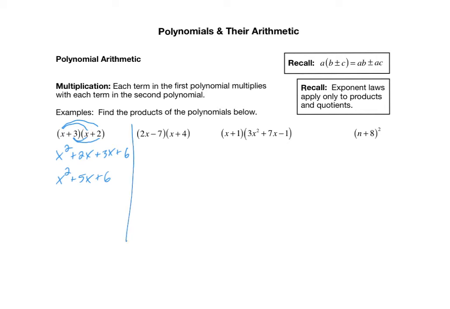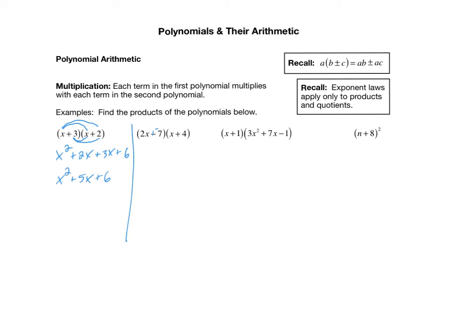Let's try another one. We've got the polynomial 2x minus 7 times the polynomial x plus 4. Each term in the front multiplies with each term in the back. Now, to avoid sign errors or confusion, I suggest converting this subtraction to addition first. Remember, minus 7 is the same thing as plus negative 7. So we're distributing 2x into the x and the 4, and we're going to distribute the negative 7 into the x and the 4.